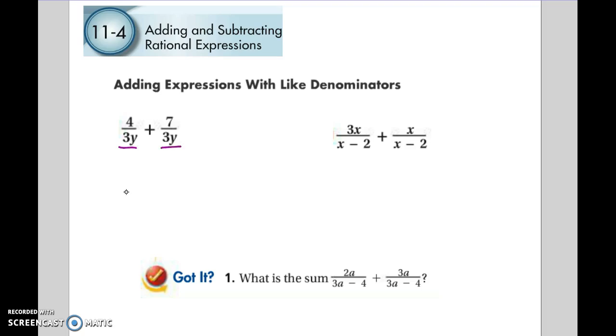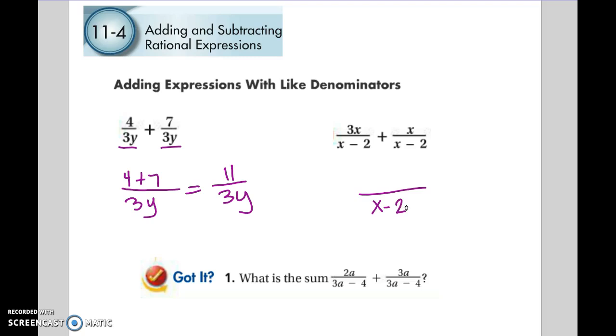So I can just go ahead and add them. I can put them over one denominator. And since they are like terms, I can add them together. Nothing can be reduced, and they're both monomials, so I can reduce them. So that's my answer. This one, same thing.